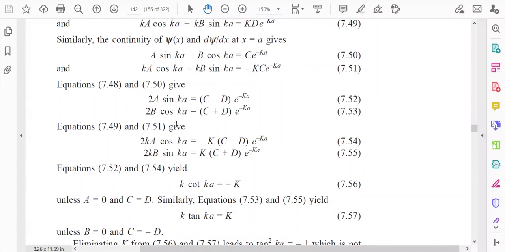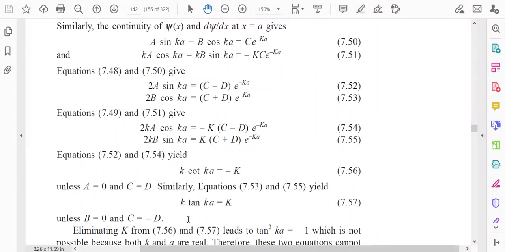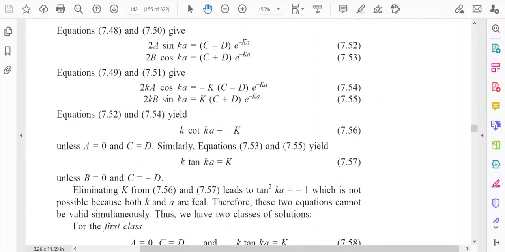Similarly, if we divide these two equations, 7.53 and 7.55, from the division we obtain k tan ka is equal to capital K. And here also, to hold this condition, we write unless B is equal to 0 and C is equal to minus D, because for these two conditions either the right hand side or the left hand side will be 0. So these are the conditions for writing these two equations. Now we can eliminate capital K from equations 7.56 and 7.57, and we can write tan squared ka is equal to minus 1.